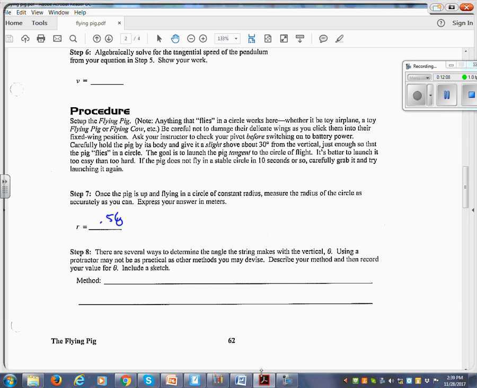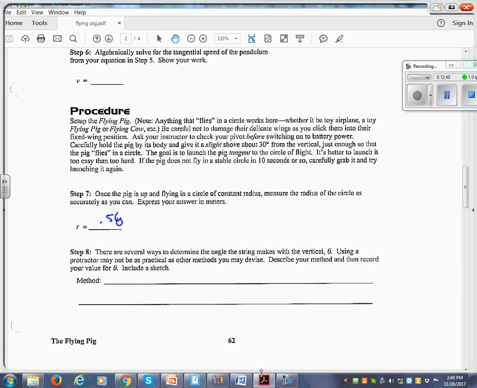Step 8. There are several ways to determine the angle the string makes with the vertical. Using your protractor may not be as practical as other methods. So here's the other thing we need: we need to figure out what this angle is. If we know this distance, the radius, can we figure out the hypotenuse? Yeah, that's just measuring with a meter stick. So we can use opposite and hypotenuse. We can use sine to figure out the angle.